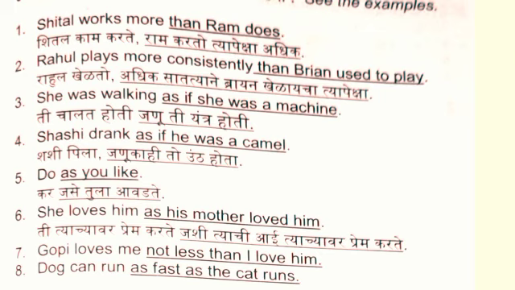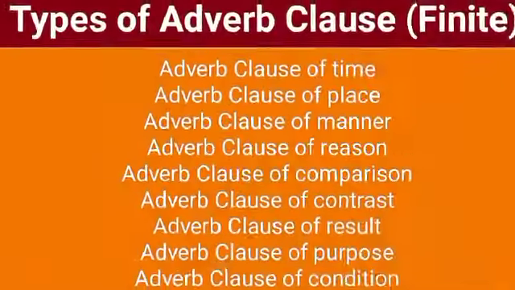Look at the seventh sentence. Gopi loves me not less than I love him. Not less than I love him is the comparison. Therefore, it is adverb clause of comparison. And look at the last and eighth sentence. Dog can run as fast as the cat runs. It is again compared. As fast as the cat runs is adverb clause of comparison because running of dog is compared with that of cat. Well, these were the types of adverb clauses.